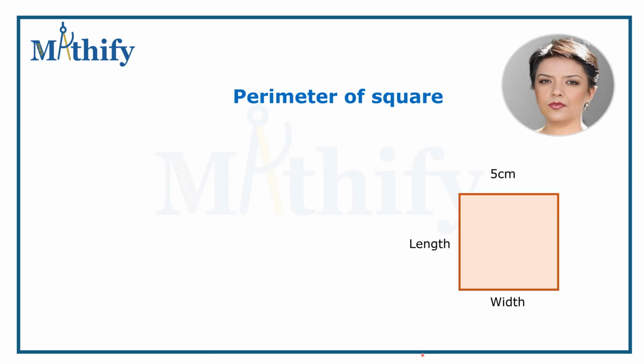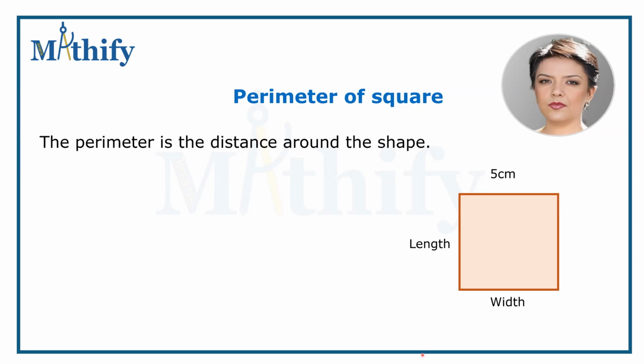Perimeter of a square. What does perimeter mean to us? So perimeter means the distance around the shape. So to work out the perimeter, we need to add all of these sides together. So length plus width plus width. To make it easy for yourself, you could write it as perimeter is equal to 2 lots of length plus width.